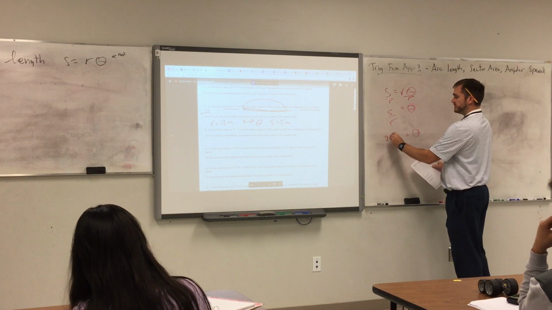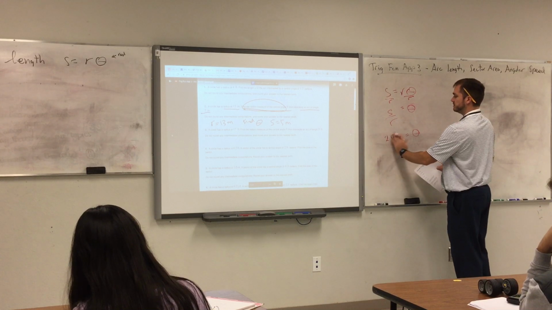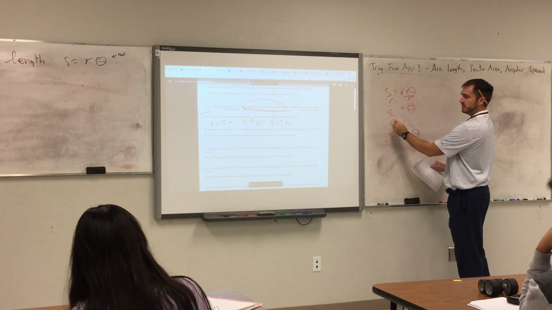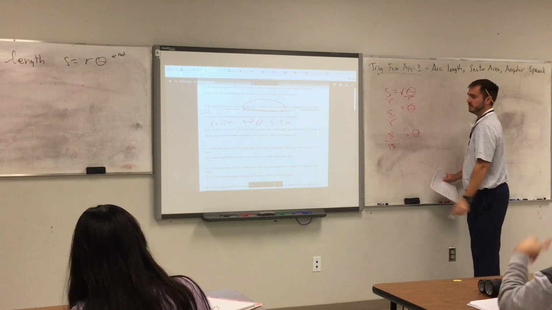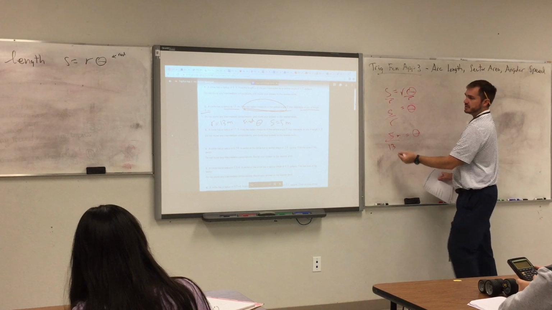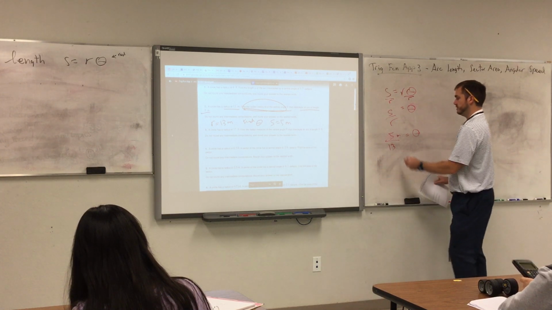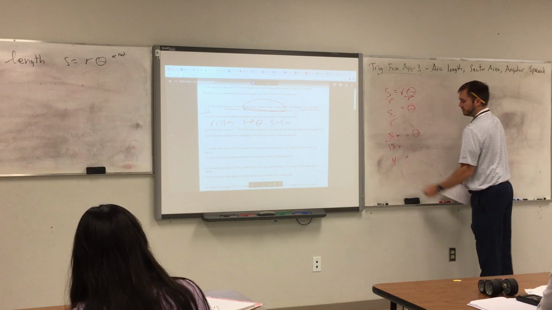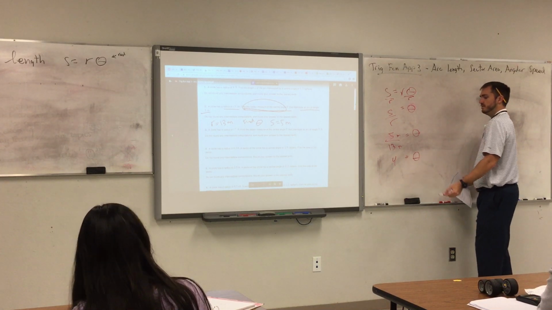Wait, S was 2.6? No, hold on. S is 5. R is 13. So 5 meters over 13 meters is about 0.38, so we'll round it to 0.4 for theta.